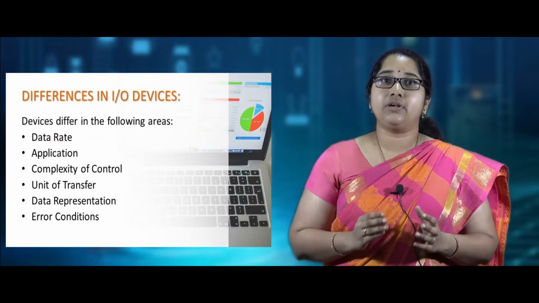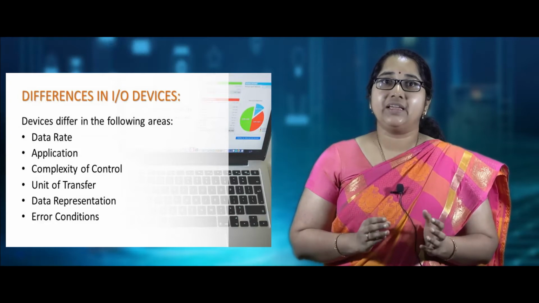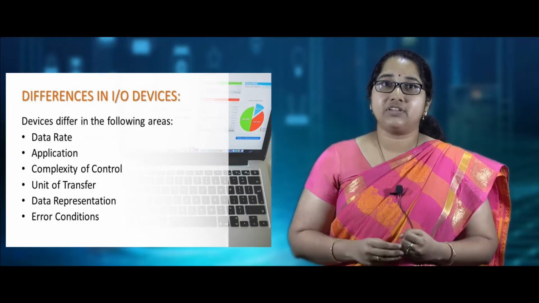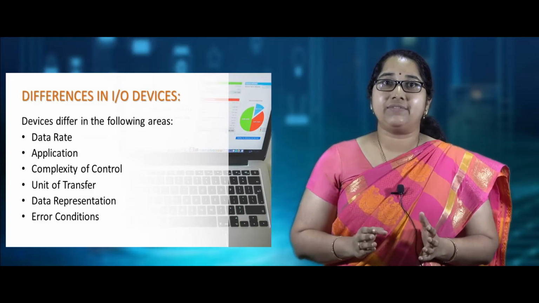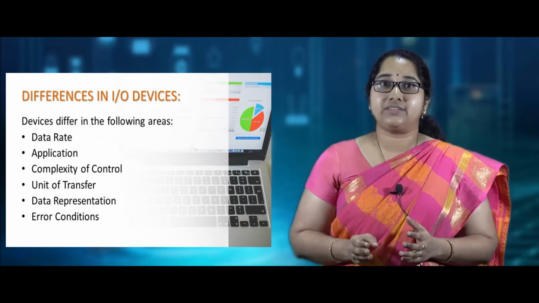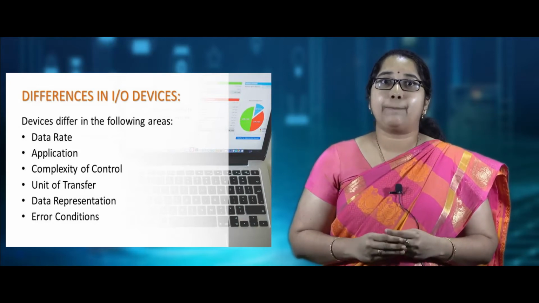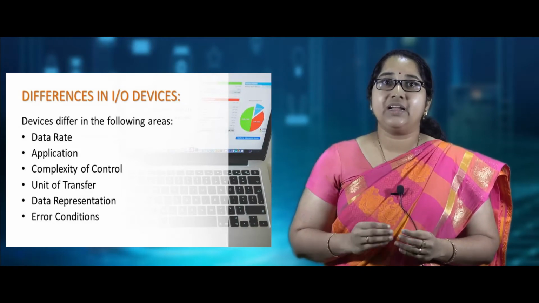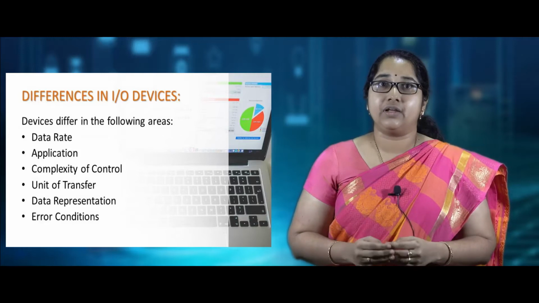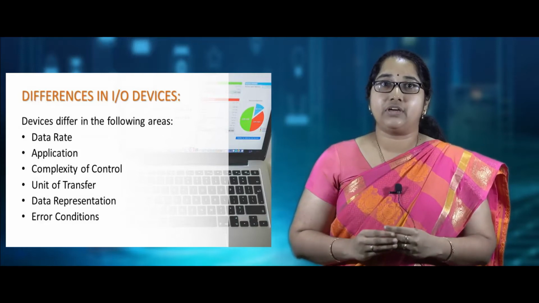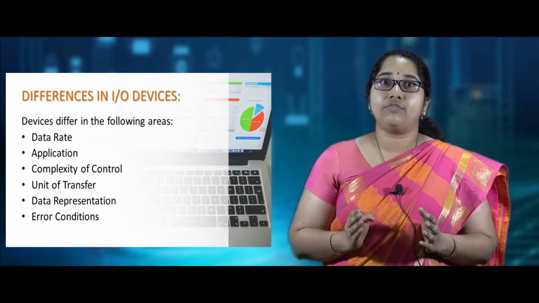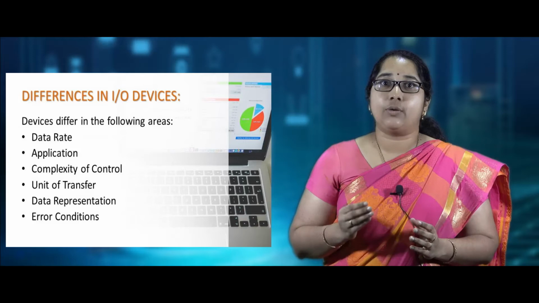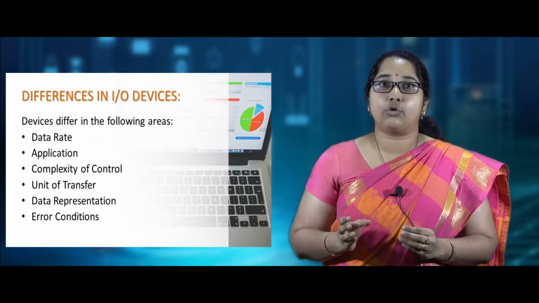Now let us discuss the differences among I/O devices. Each I/O device will be different based on the following categories. The first one is data rate, that is the rate at which data is transferred, which will be different for each device. The second one is application, that is the use of each device will be different, and based on it, its influence on the software will be different. And the third one is complexity of the controller, that is the influence of the operating system will be different and it will be filtered based on the complexity of the I/O module which is controlling the device.